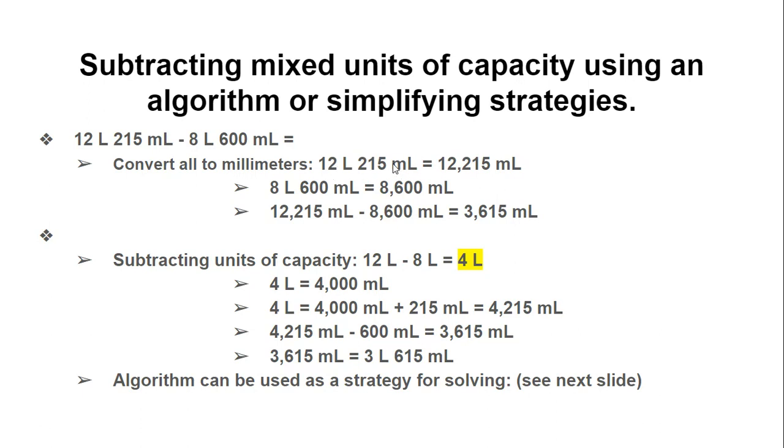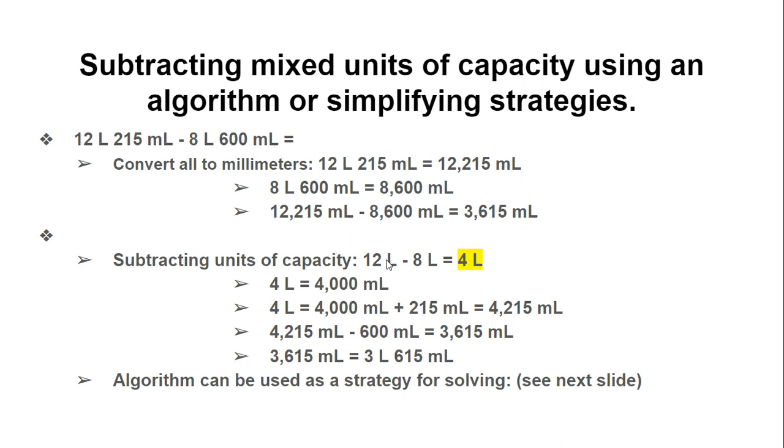all of my liters and milliliters to just milliliters. So 12 liters, 215 milliliters is equal to 12,215 milliliters. 8 liters, 600 milliliters is equal to 8,600 milliliters. Subtracting the two for a total of 3,615 milliliters, finding that difference between.